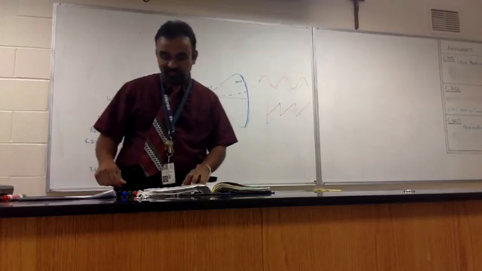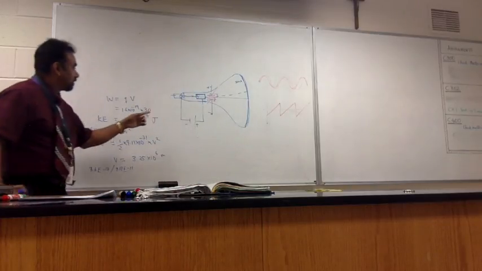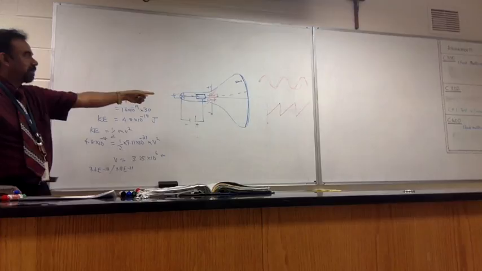Okay, so the electron gun is pretty much used in cathode ray oscilloscopes.